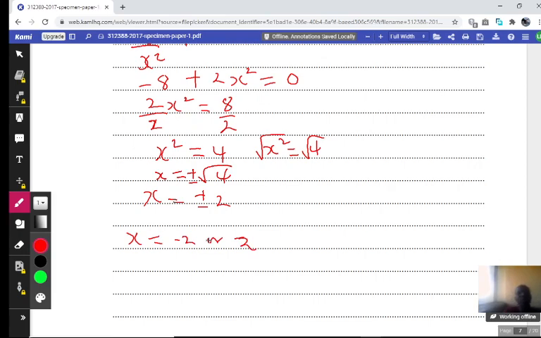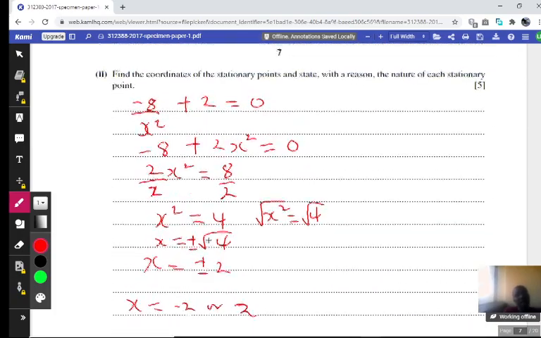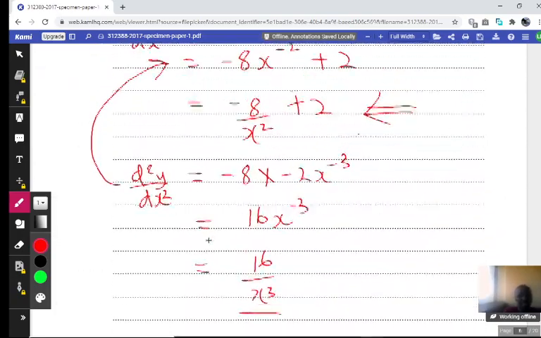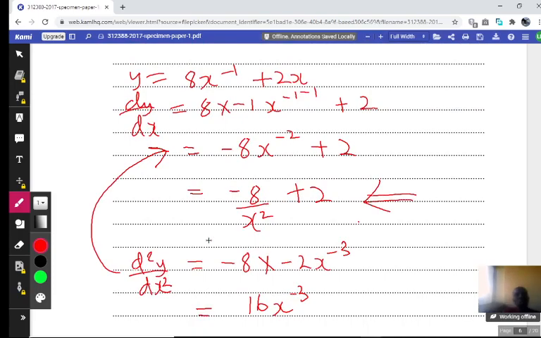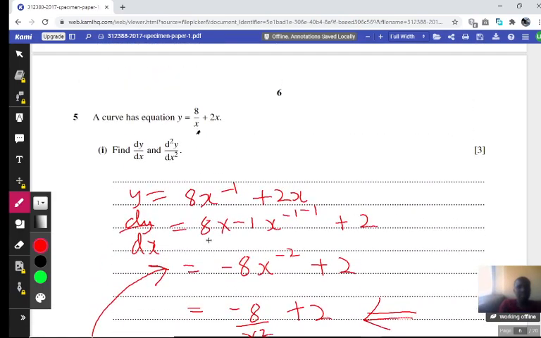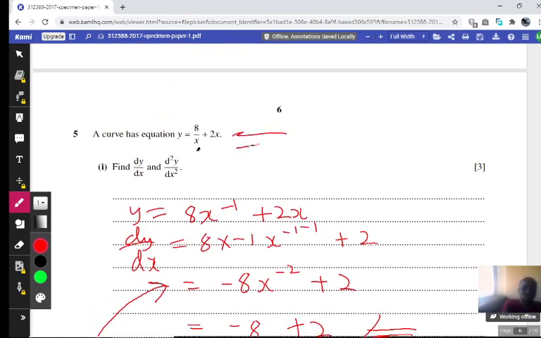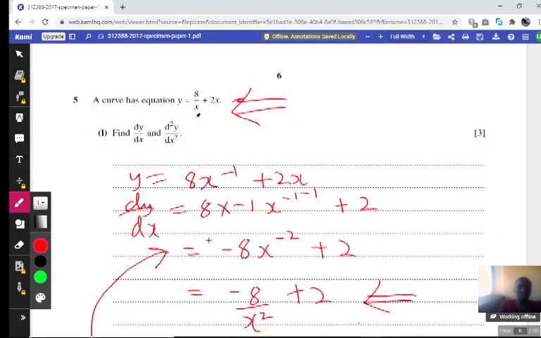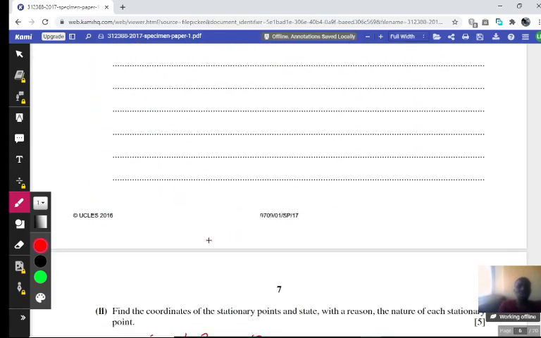Now we want to find the corresponding y coordinates of these turning points. How can we find them? Use the original equation. That's the one you are supposed to be using. This was the original equation here. So let's use it to find the corresponding y values of x. Here our equation is y equals 8 over x plus 2x.